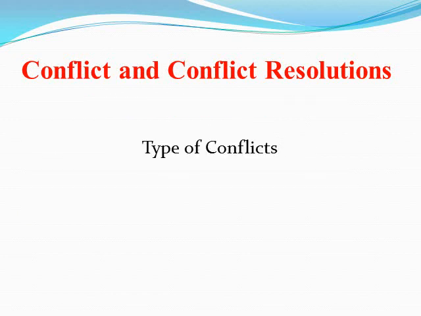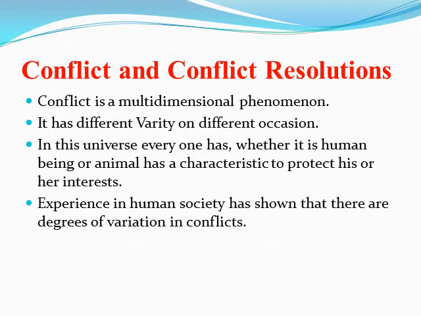Next is the types of conflict. There are a lot of types of conflict, but here we discuss a few. Conflict is a multidimensional phenomenon. It has different varieties on different occasions. In this universe, whether human beings or animals, each has the characteristic of protecting his or her own interest. Sometimes to gain their interest or wish, they compete with each other and reach a state of conflict. Sometimes this conflict goes in a positive way, and sometimes it creates a destructive scenario.